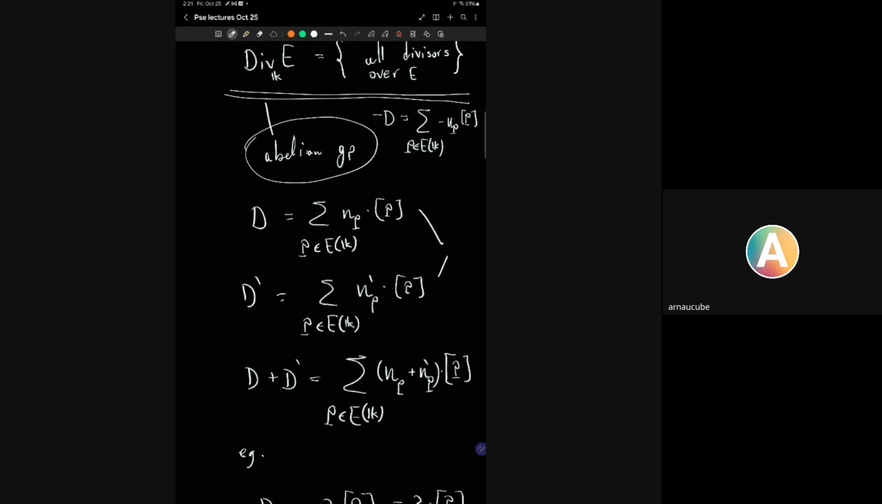we don't know, at least a priori, that we have the inverse of a given divisor like this. So within the group of all divisors of E, there are the so-called principal divisors. Principal divisors are divisors of the form div R for some R.